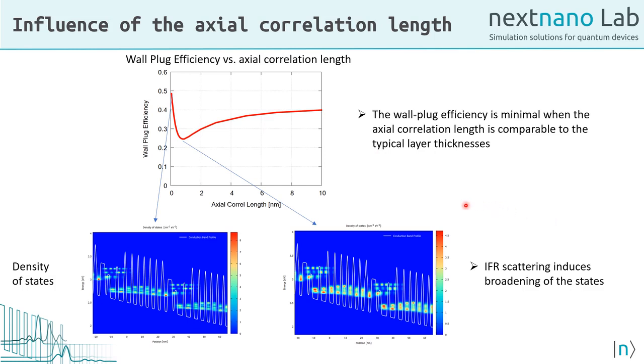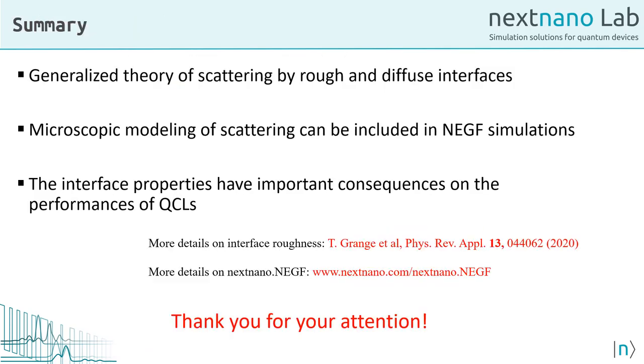So the message here is that interface roughness is very important in quantum cascade lasers, and that this generalized model enables us to accurately describe the effect of such roughness. To summarize, I've introduced a generalized theory of scattering by rough and diffuse interfaces. I've shown that such microscopic modeling of scattering can be included into an NEGF simulator. And finally, I've shown that the interface properties have important consequences on the performance of quantum cascade lasers.